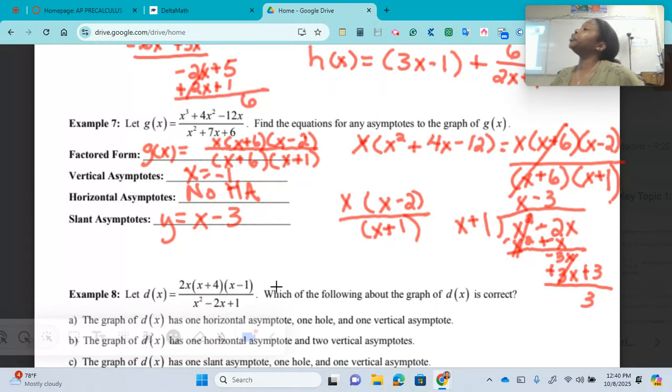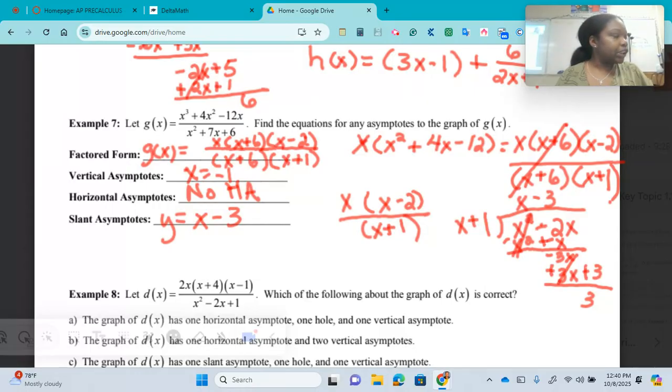No, we don't need to. All it asks for is the slant asymptote, so all we need is that part. I did want to go over the remainder just in case, but we don't need it right now. All right. Any questions?